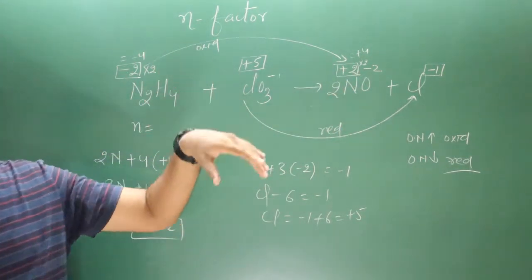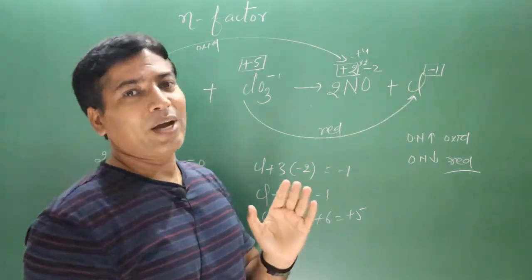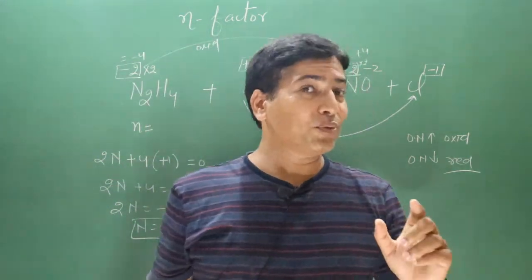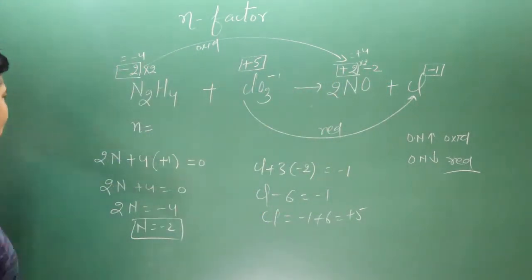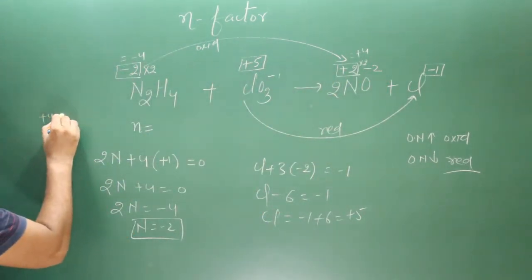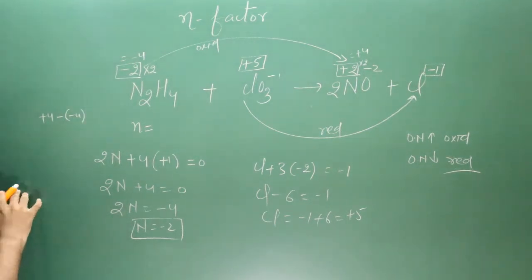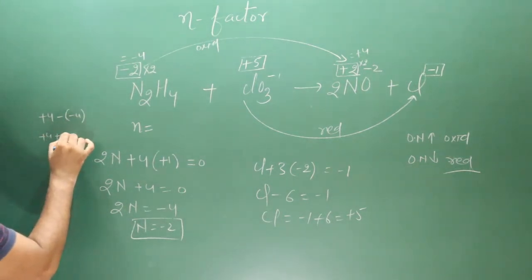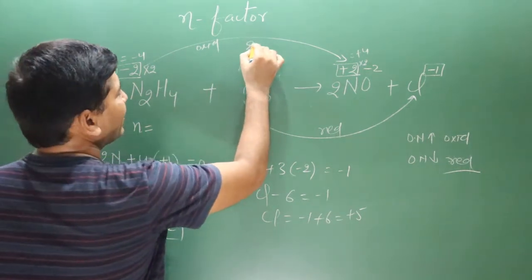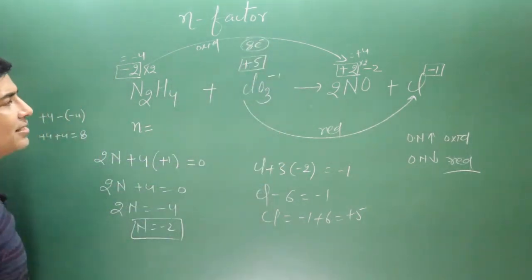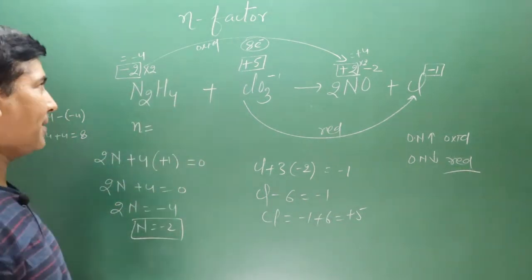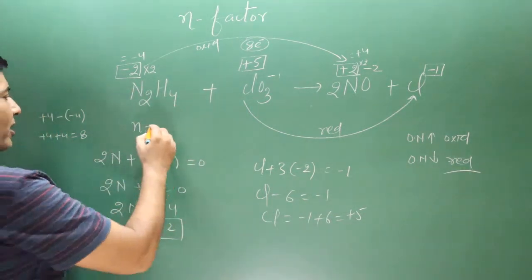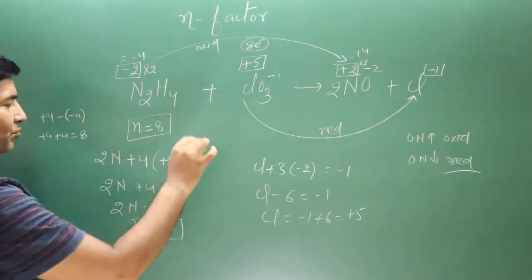Okay, minus 4 to plus 4. Now find the difference. Plus 4 is the large value, and minus 4 is the small value. So you will have the difference plus 4 minus minus 4. Then plus 4 and plus 4 is equal to 8. You can see we have 8 electrons. This is oxidation reaction. 8 electrons are lost. Okay, so n factor value is going to be 8.